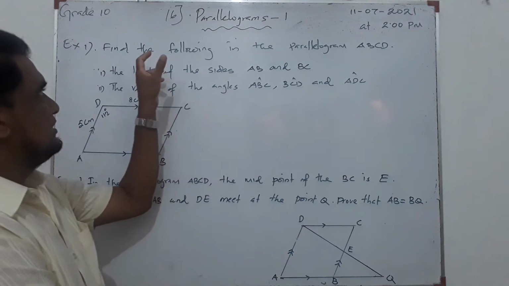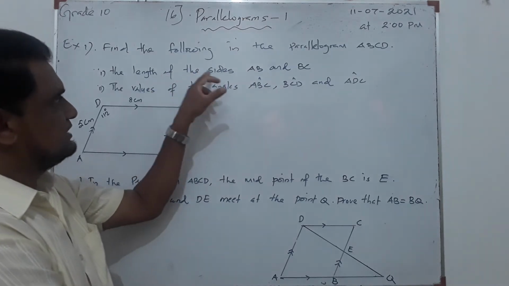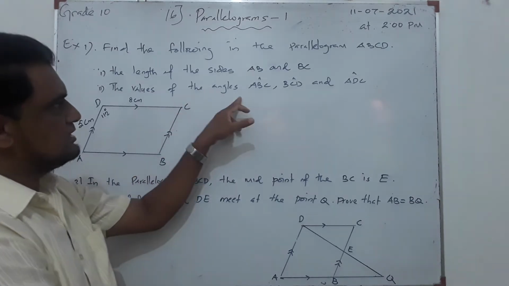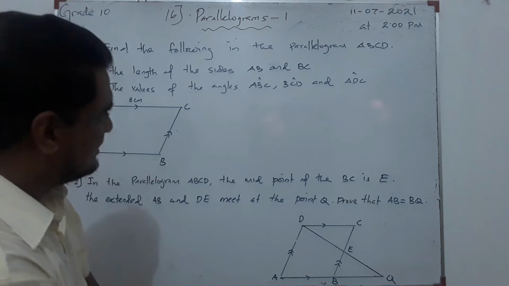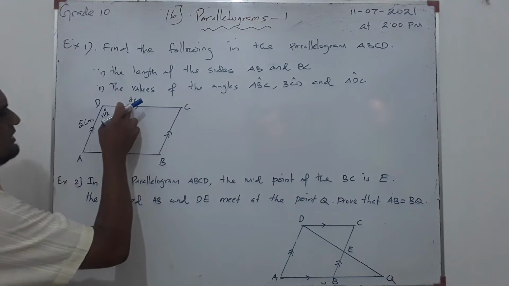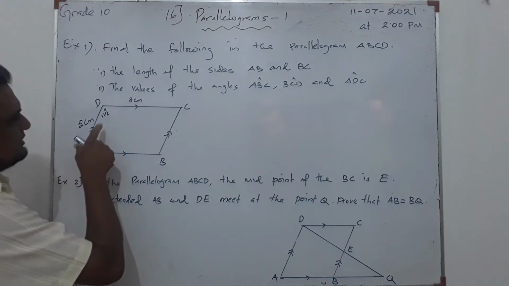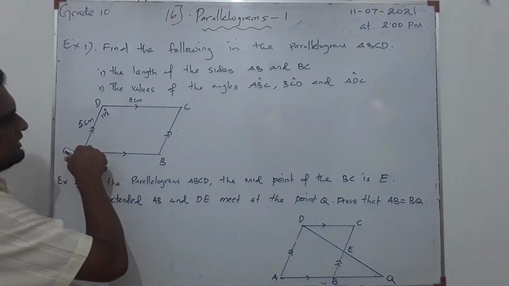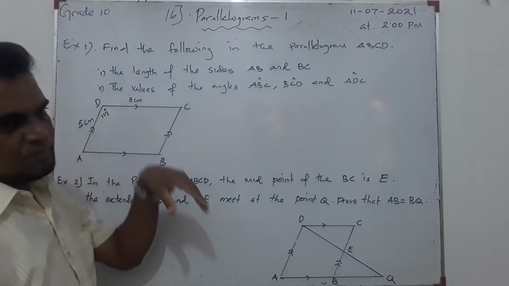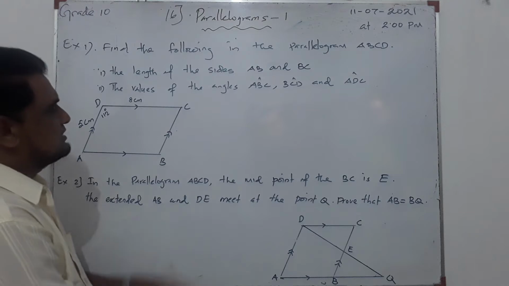So now if you read the question, find the following in the parallelogram ABCD: the length of the sides AB and BC. The second question is the values of the angles ABC, BCD and ADC, right? Now look at this picture. Here's a parallelogram with some data, right? 8 centimeter for the line CD, 5 centimeter for the line AD. Only one angle is given, the angle ADC. So using these data, we have to find the rest of the values of this parallelogram.